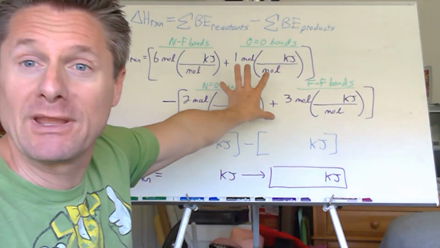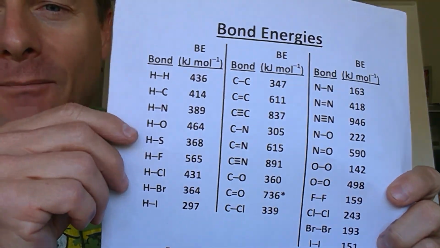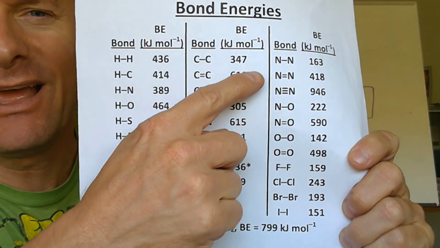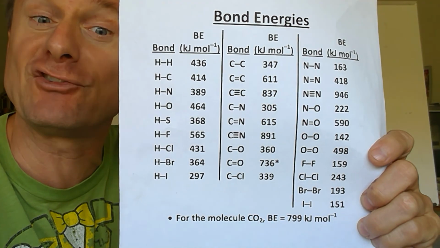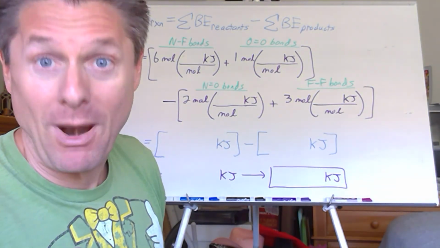So actually, I found 3 of these 4. Let's look up nitrogen-fluorine bonds. Now, do you see nitrogen? There's nitrogen-hydrogen, nitrogen-nitrogen, nitrogen-oxygen. Well, darn. There's no nitrogen-fluorine. That's when you go, oh, teacher, I would give that to you.